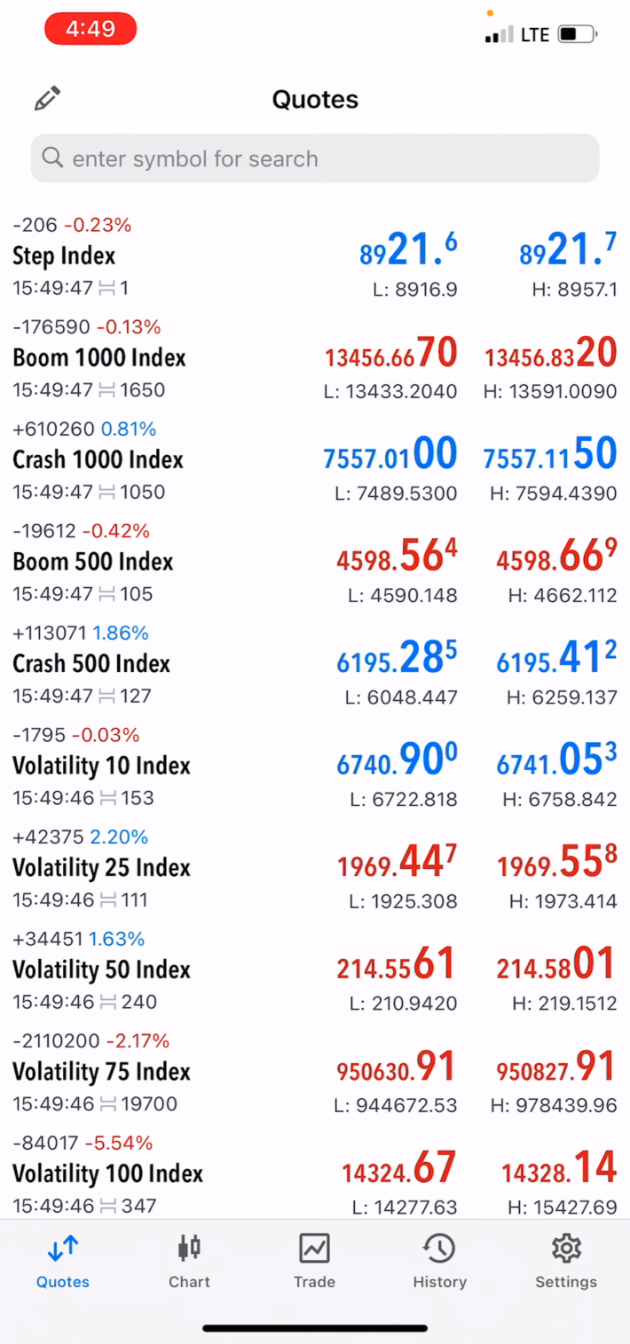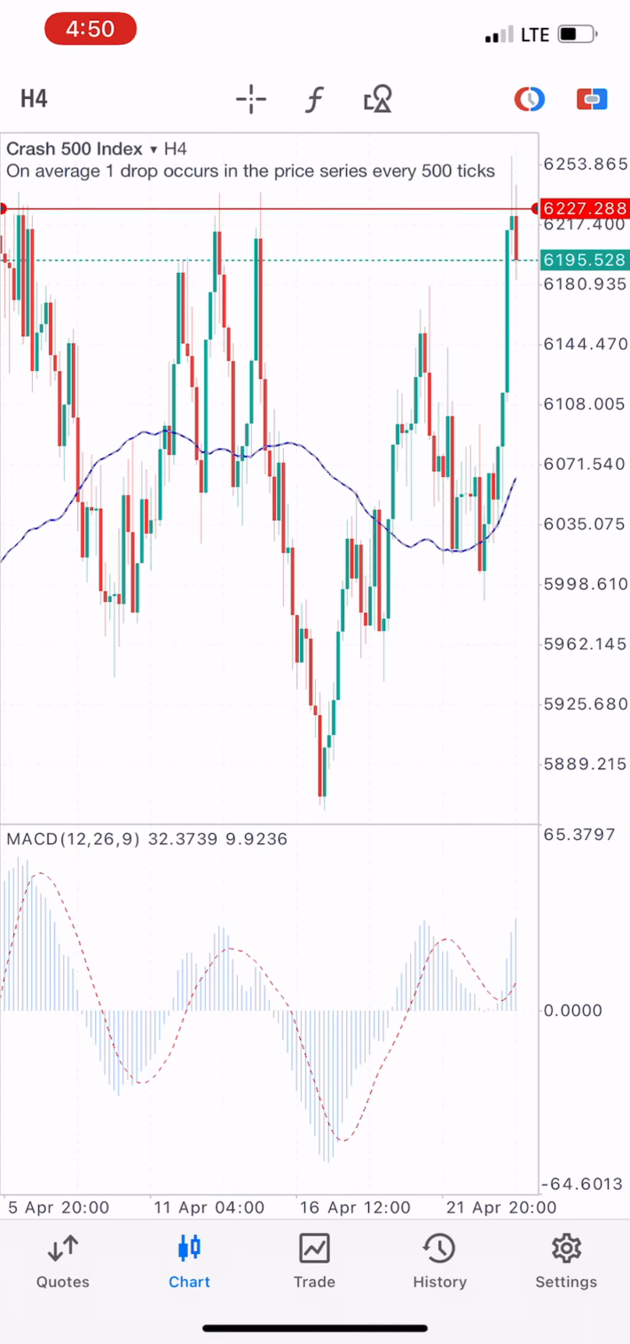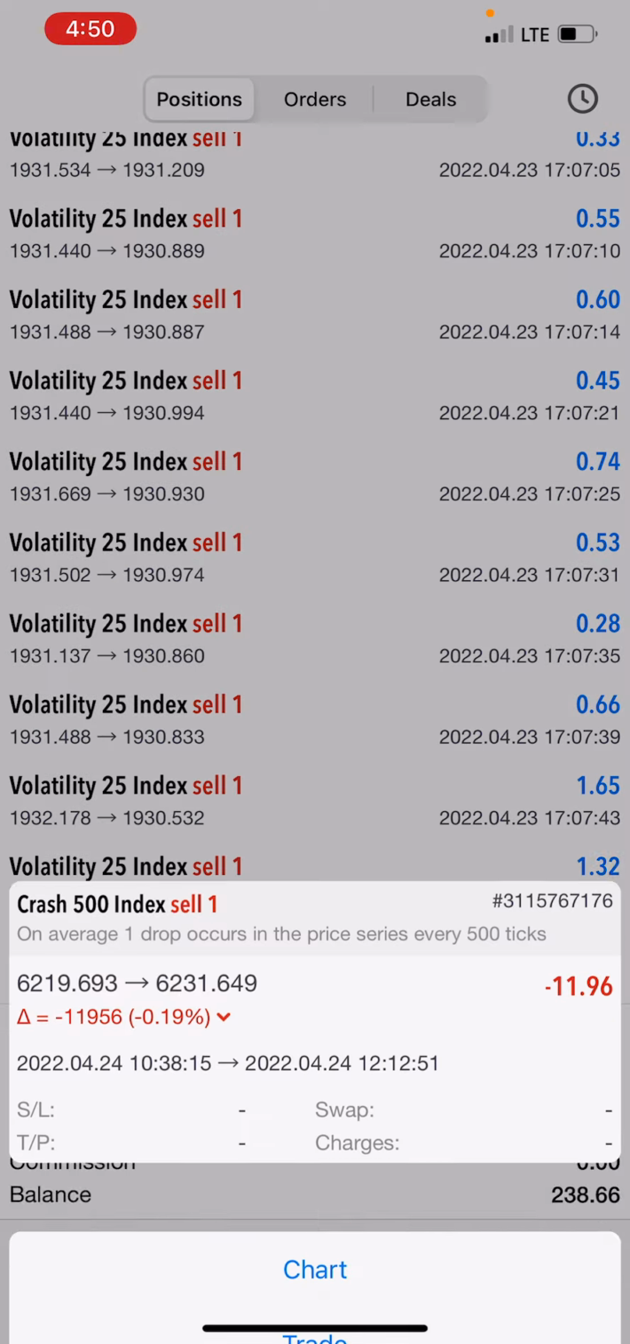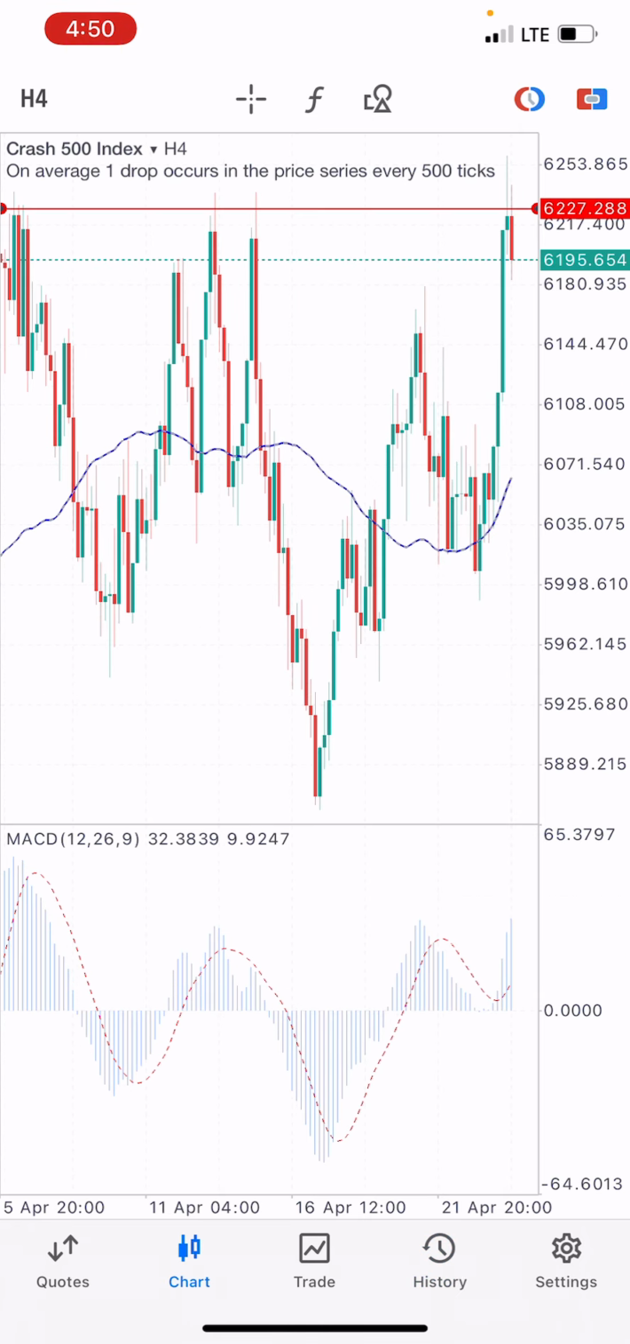Okay, guys, this is the information. Crash 500 is what I want to show you, how you can trade it, of course. So guys, I'm already tired, but I'll just try and do the video again. Crash 500, and I ended up closing the trade on loss. Look at it. I lost almost $12 on the trade. Good. I'll show you why.